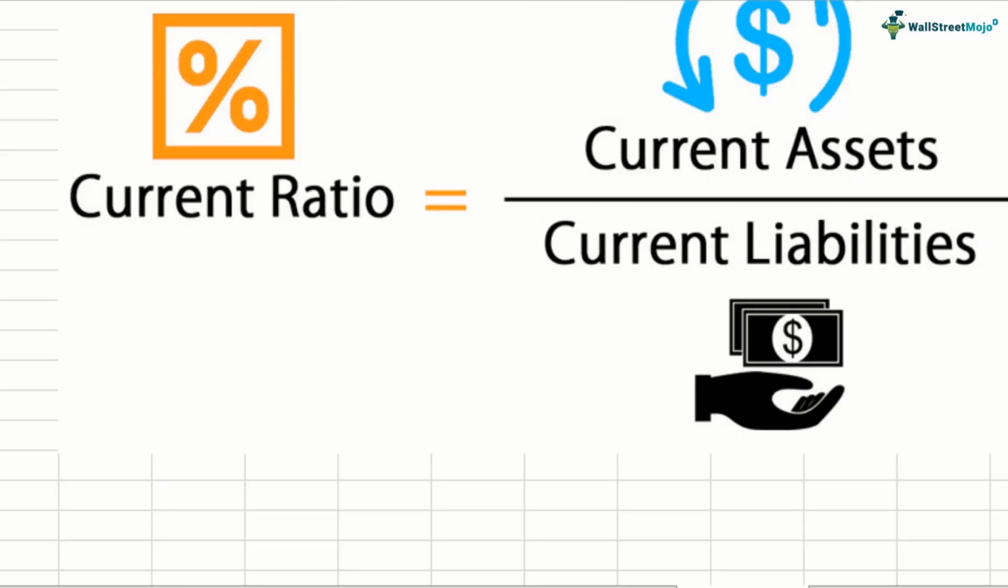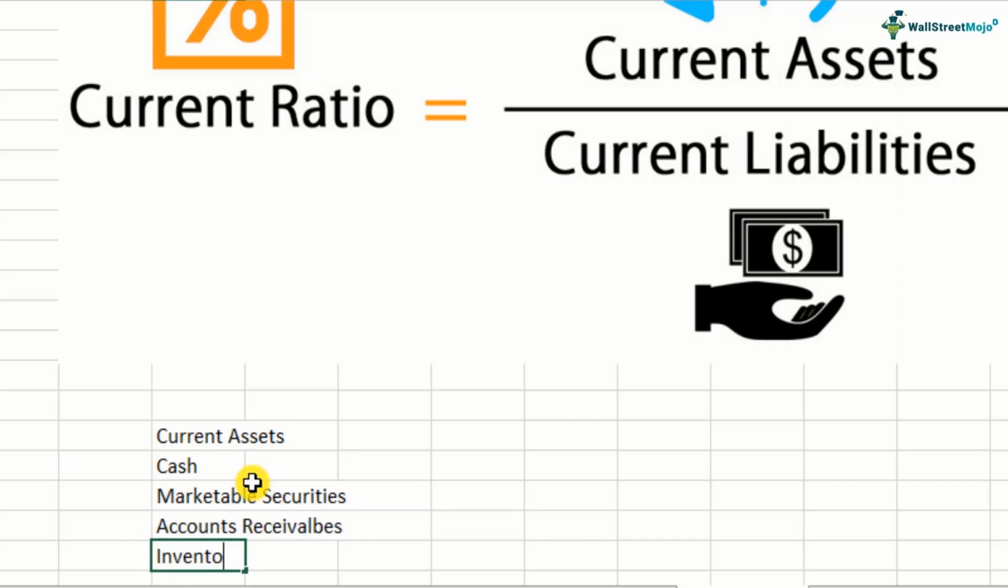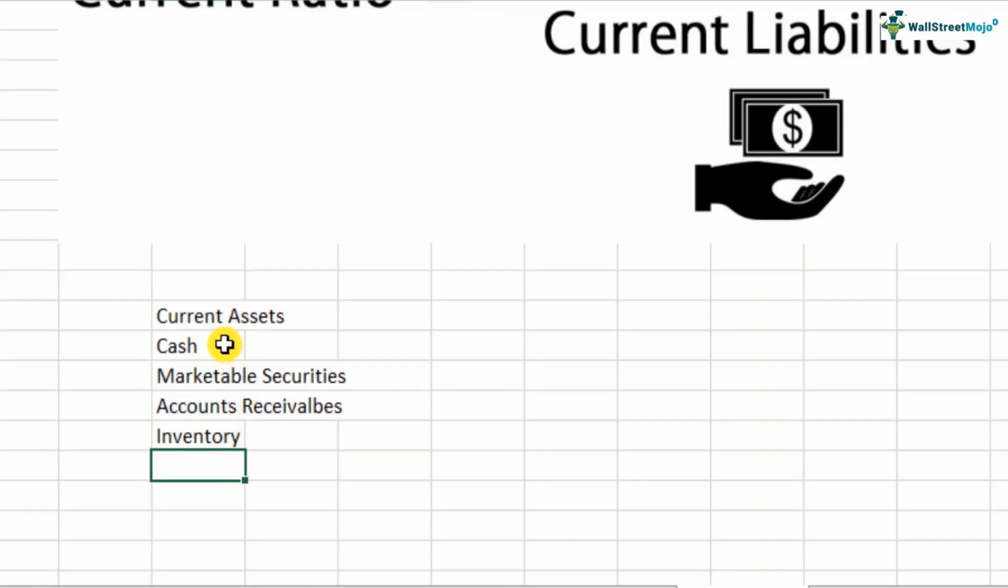Current assets examples could be things like cash, marketable securities, accounts receivables, and then we have inventory. These are the common examples of current assets. Prepaid expenses could be another one. So these are the 4 or 5 examples of current assets.